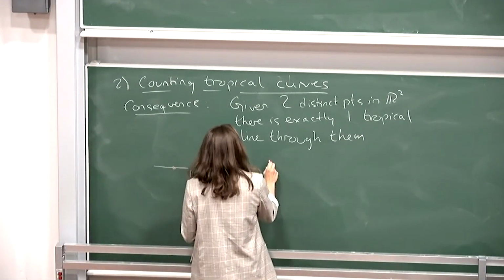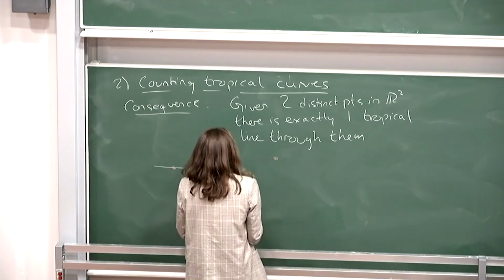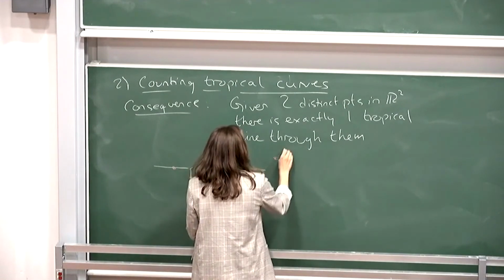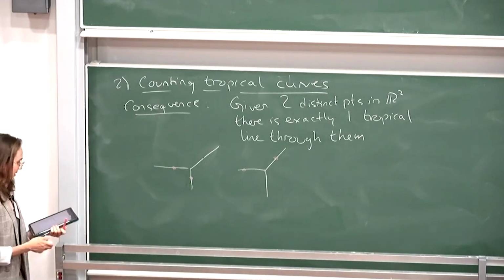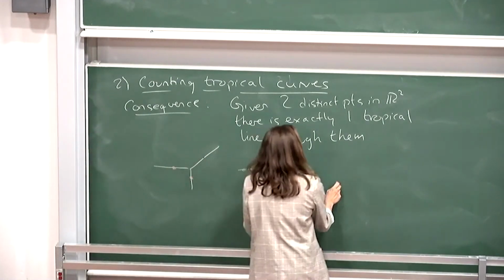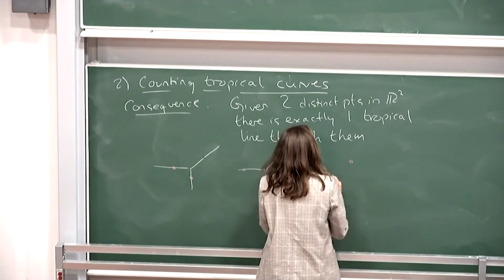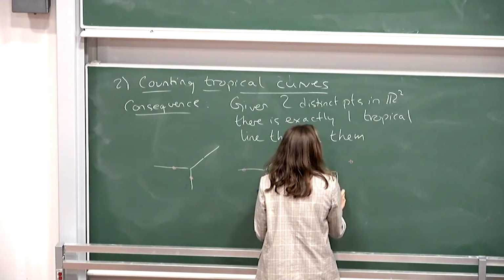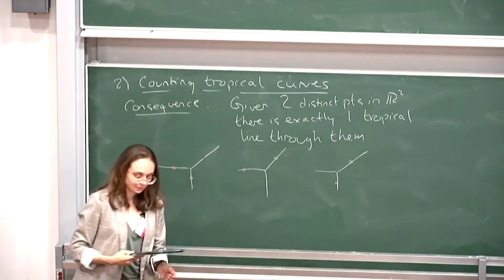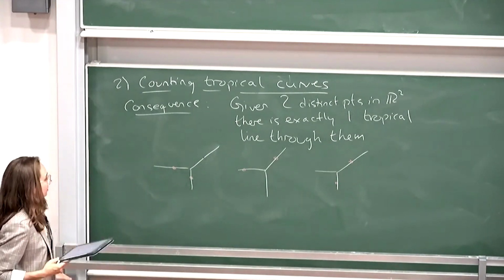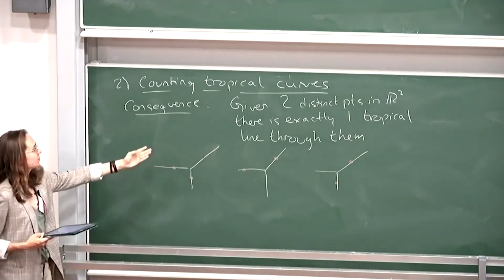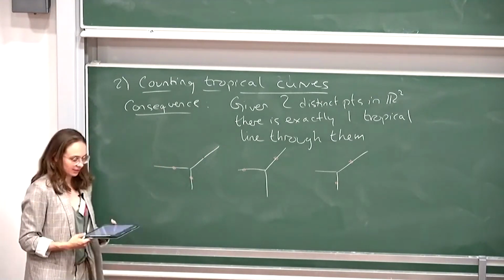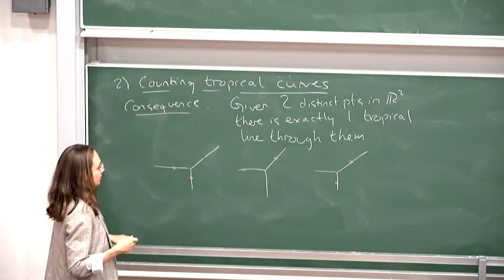Then I could have this point configuration, and then the unique tropical line through them is this one here, and then there's another case like this. So that's good. This tells me that 2 points determine a tropical line.